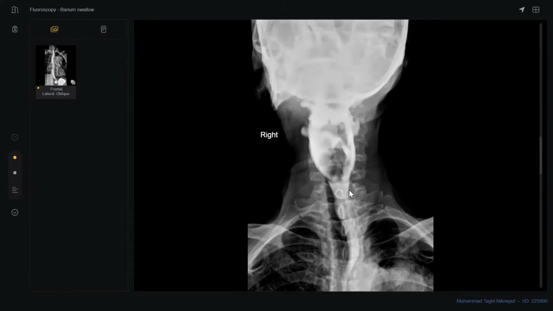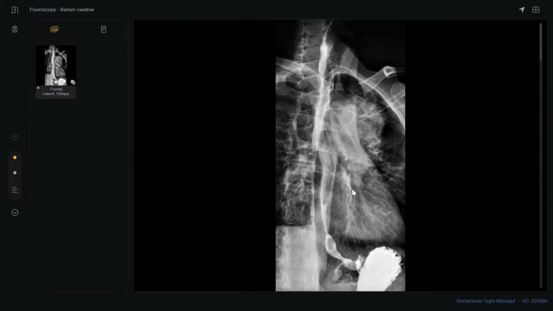Okay, so in one of the images, I can see that there is a slight sliver of contrast which is extending medially. So I'm suspecting slight contrast extravasation at the gastroesophageal junction. So I will check. Where?